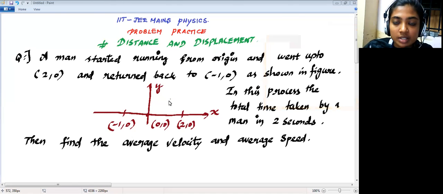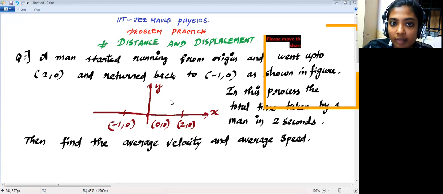So welcome students, we are going to solve this problem which is based on the concept of distance and displacement. A man started running from the origin and went up to (2, 0) and returned back to (-1, 0), as shown in the figure. So these are my points, coordinates.